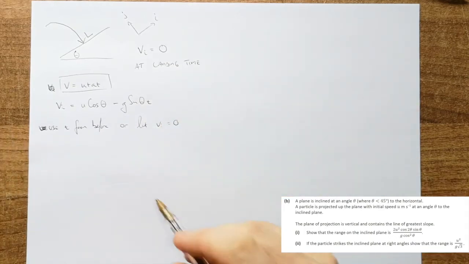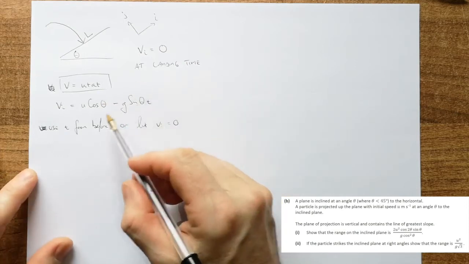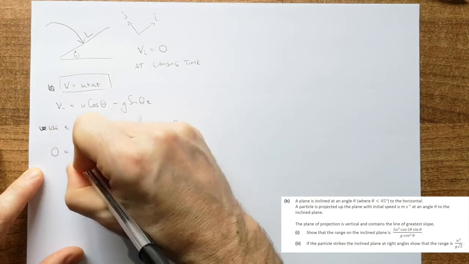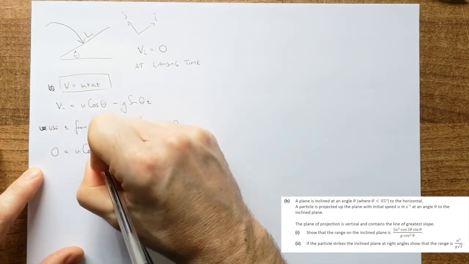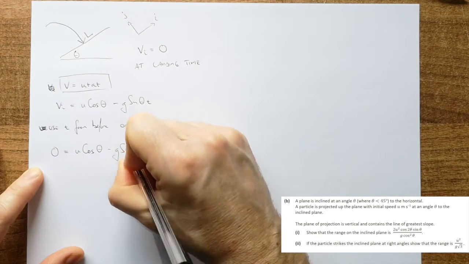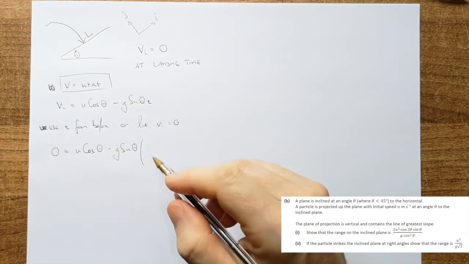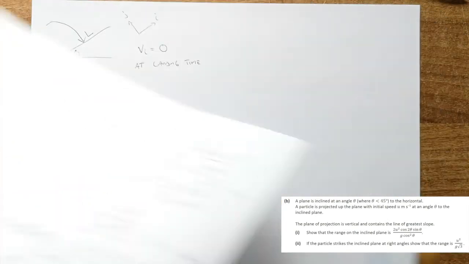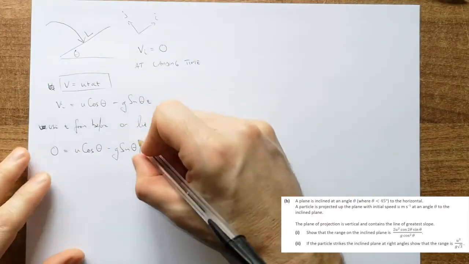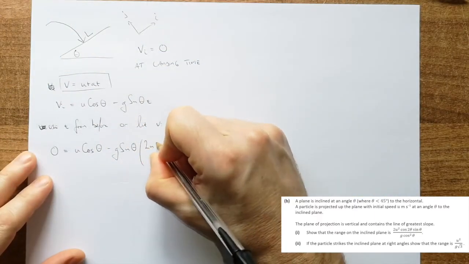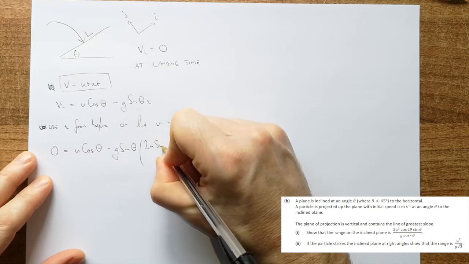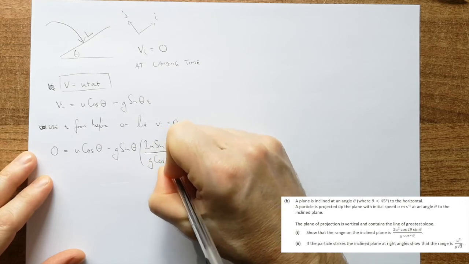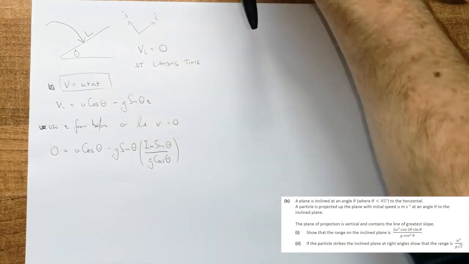It really isn't, whatever your preference is. I think the marking scheme sets this to 0. Anyway, so let's stick this in. So we know that that is u cos theta minus g sine theta, and my t from before, if we go back here, is that t, because we know that's when it lands. I'll put it up here so I can see it: 2u sine theta over g cos theta. Okay, so a little bit of cancelling and tidying.